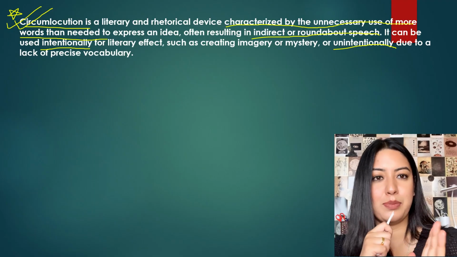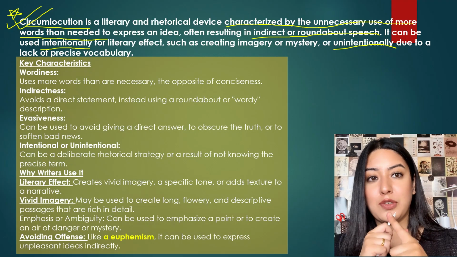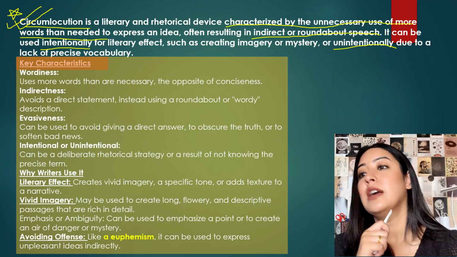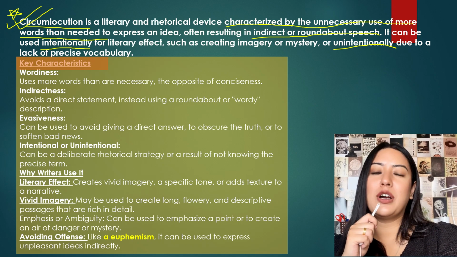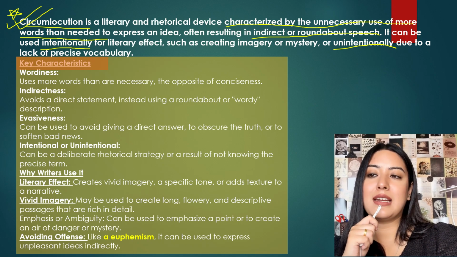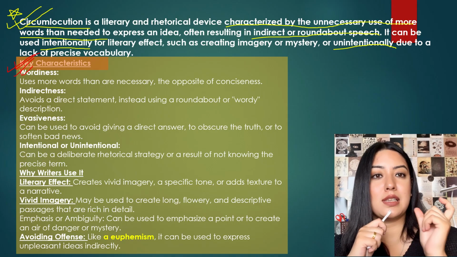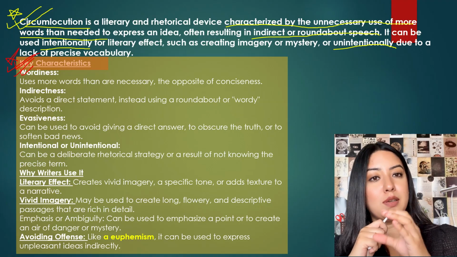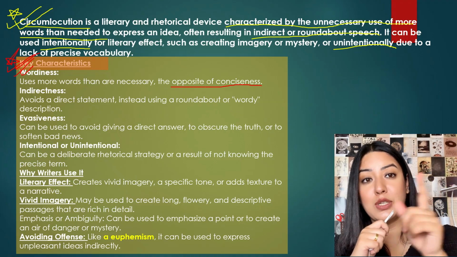Okay, this is simple. We have to understand its key characteristics, then only we can differentiate it from euphemism. So when it comes to key characteristics: wordiness, which uses more words than are necessary, the opposite of conciseness. Remember this: whenever you get a question with concise, the opposite of concise is circumlocution in literature.